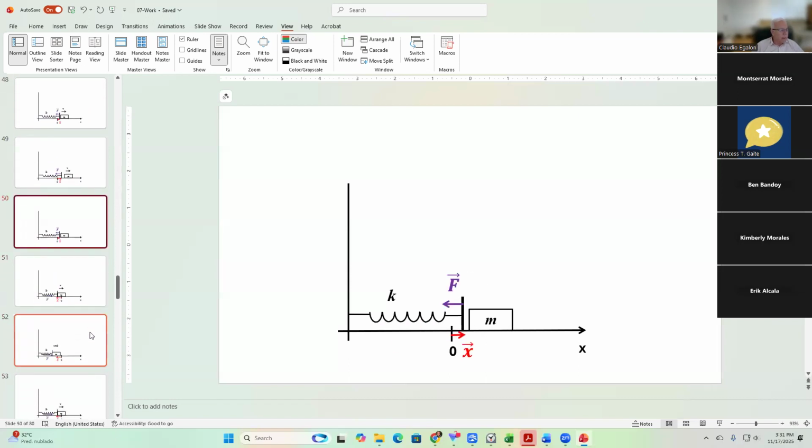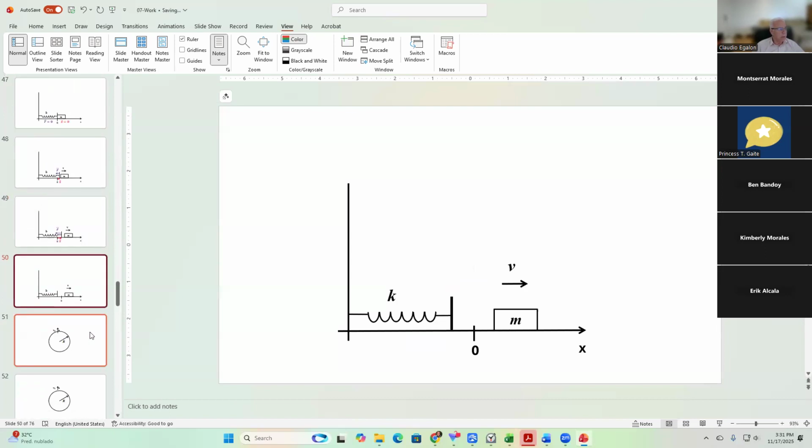And I don't need that anymore. Let's see here. I don't need that. I can erase that. Did you get the idea? I don't need that either.